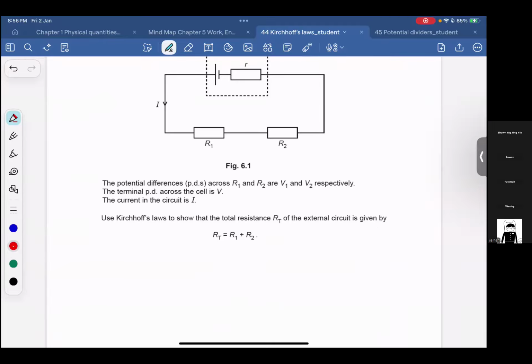Just now it was in parallel. This question is in series. Good for you to see the difference. Are you able to prove? If you're able to prove, let me know. Then we can proceed to the next page. Power, able to prove?